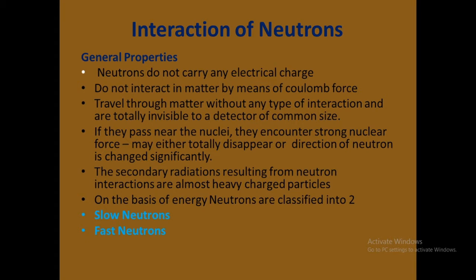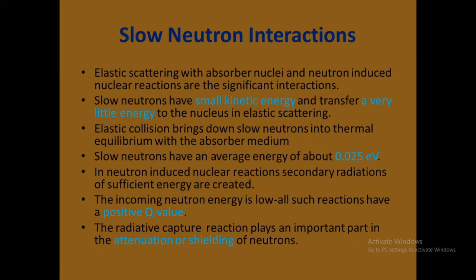So, on the basis of their energy, the neutrons are divided into two categories. The first one is the fast neutrons and the other one is the slow neutrons. The slow neutron interactions include elastic scattering with absorber nuclei. Slow neutron interactions: for slow neutrons, the interactions include elastic scattering with absorber nuclei and a large set of neutron-induced nuclear reactions.